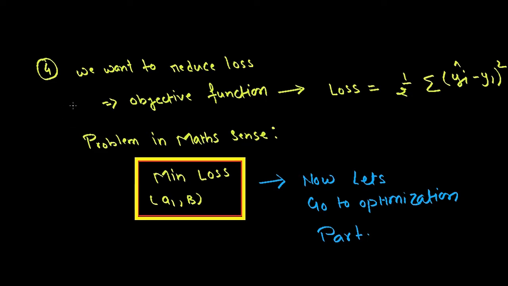Hi guys, welcome back. In the last video we saw the loss function. We derived our loss function, and this was basically the objective function, and we wanted to minimize this objective function with respect to a1 and b. So let's proceed further with the optimization part.